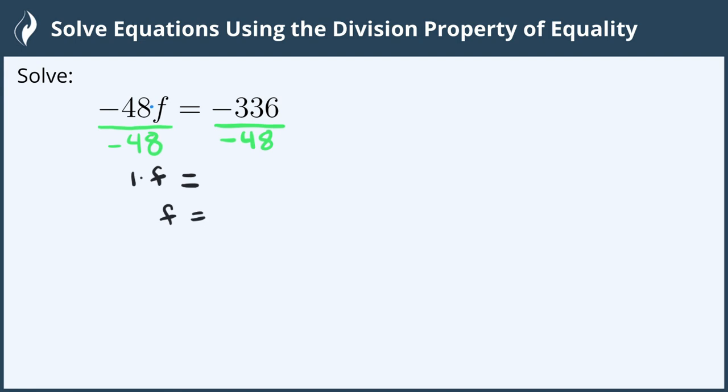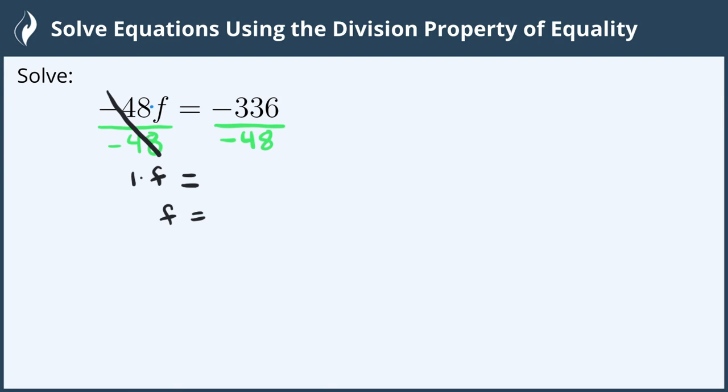One way we like to say that is negative 48 cancels with 48. And while we like to cross it out, it does mean that negative 48 divided by negative 48 is a 1, and 1 times f is f. So whichever way you like to do it, however, when we say it cancels, it's a little faster.